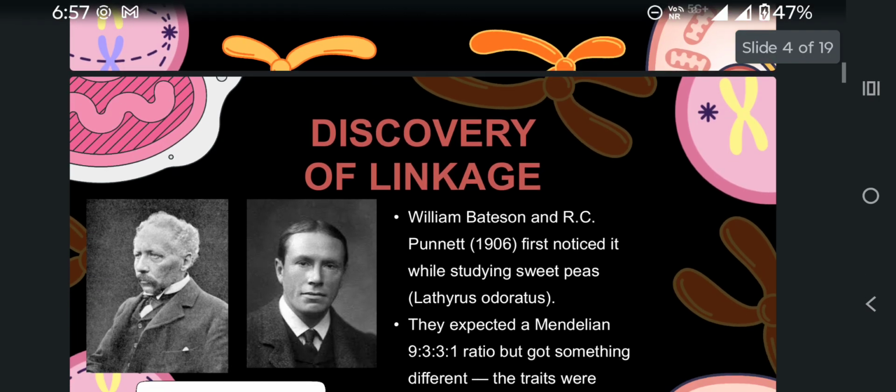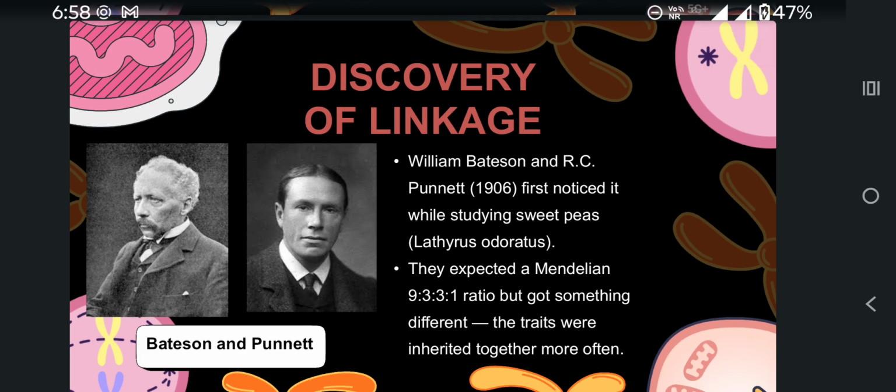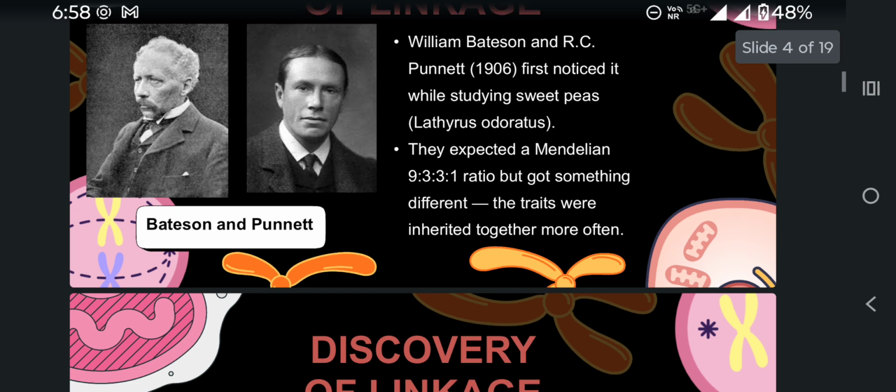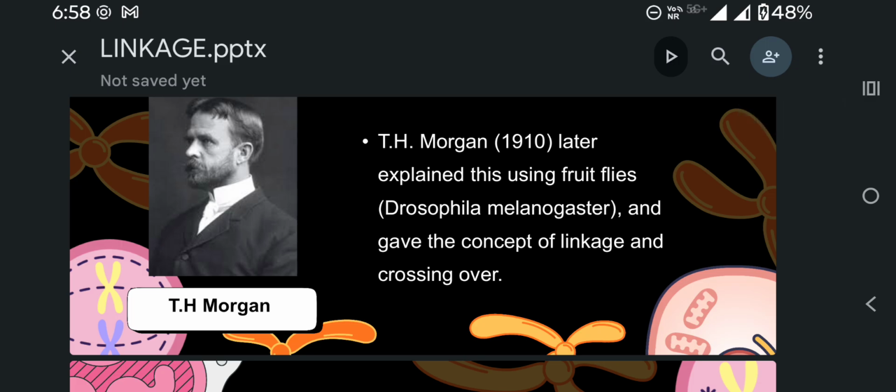So let's understand more about linkage. William Bateson and R.C. Punnett noticed it while studying sweet pea. They expected a Mendelian ratio of 9:3:3:1, but got something different. The traits were inherited together more often. T.H. Morgan later explained this using fruit flies, Drosophila melanogaster, and gave the concept of linkage as well as crossing over.